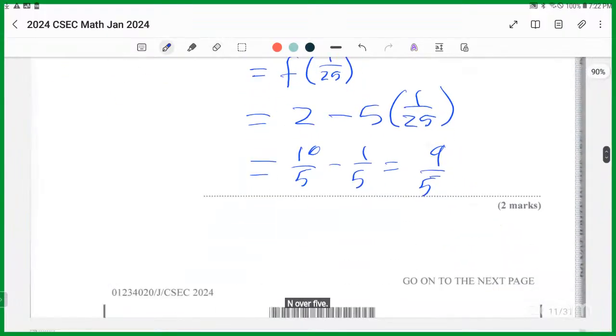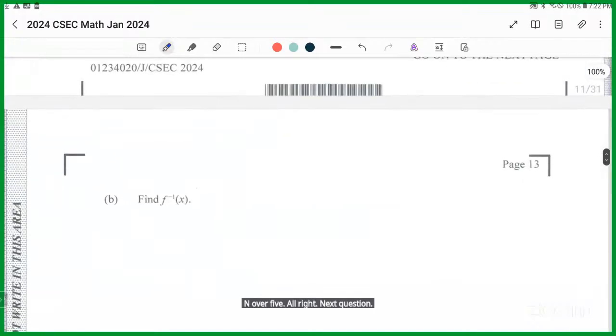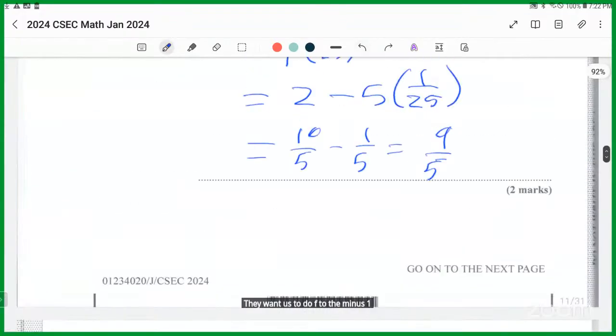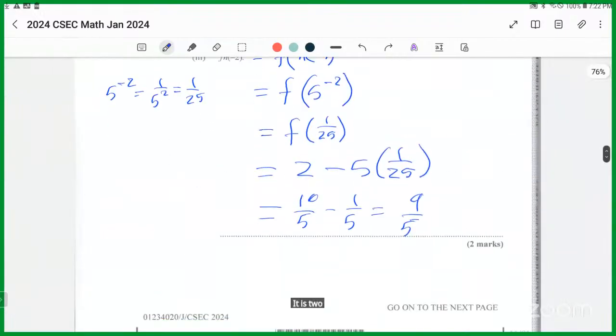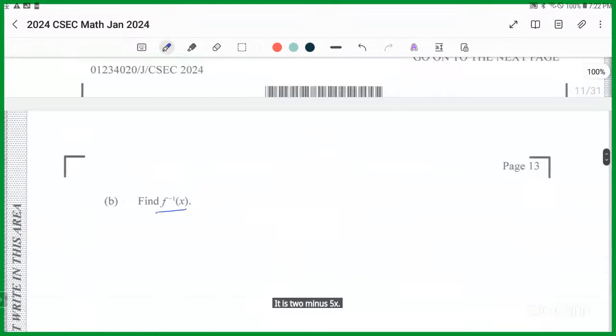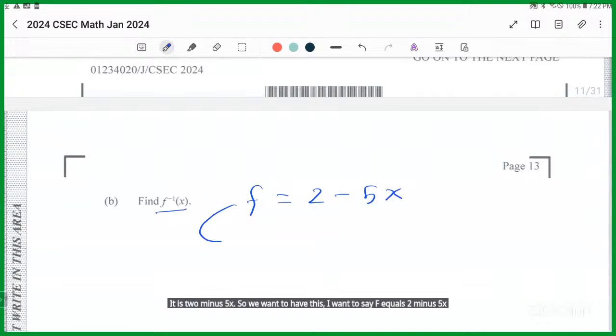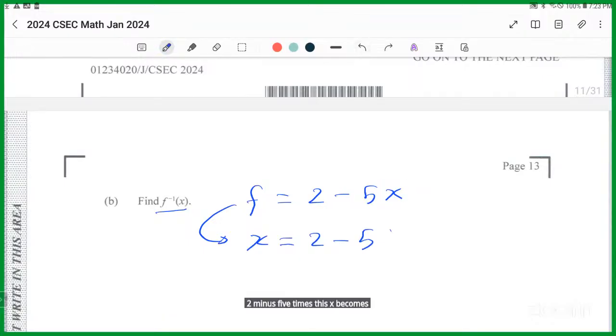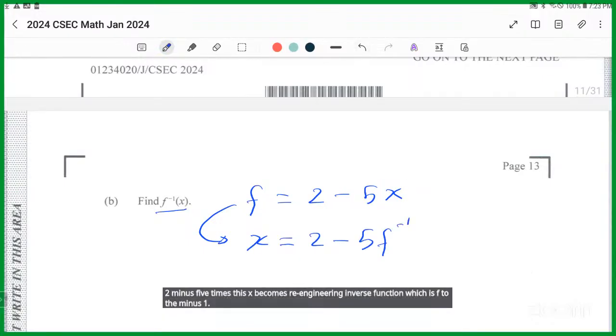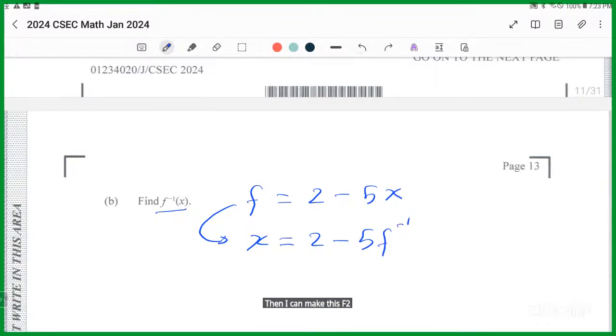All right, next question. They want us to do f to the minus 1 of x. That is f again. Let's make sure we have it. It is 2 minus 5x. So we want to say f equals 2 minus 5x. When we inverse it, some teachers use x and y. That's fine if you want to use x and y. This, which is range, becomes domain x, and this x becomes range in the inverse function, which is f to the minus 1. Then I can make this f to the minus 1 the subject to finish it.